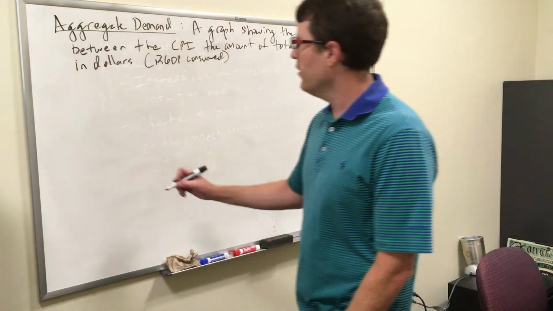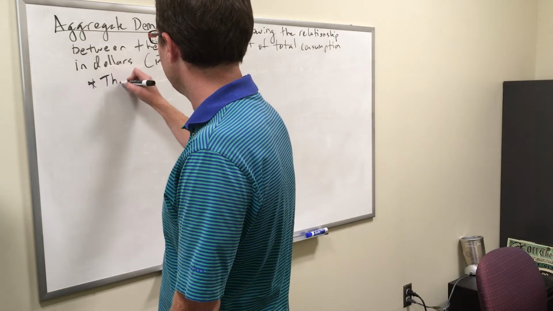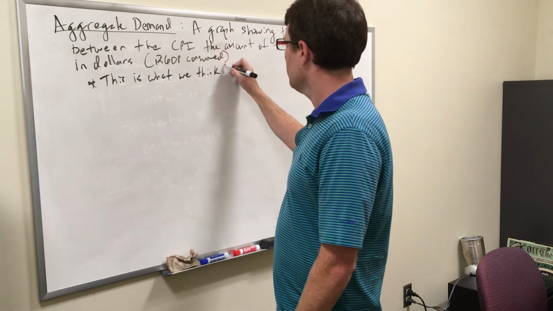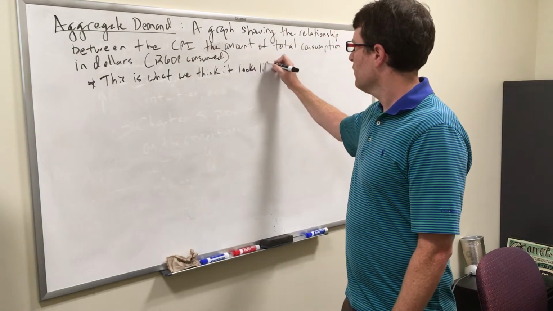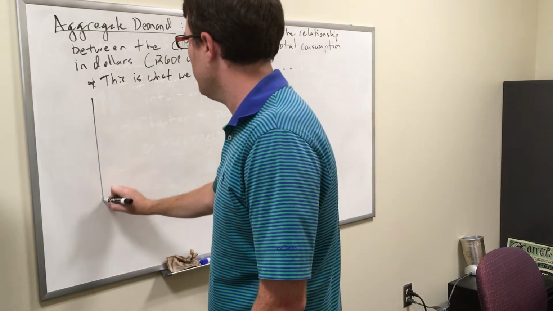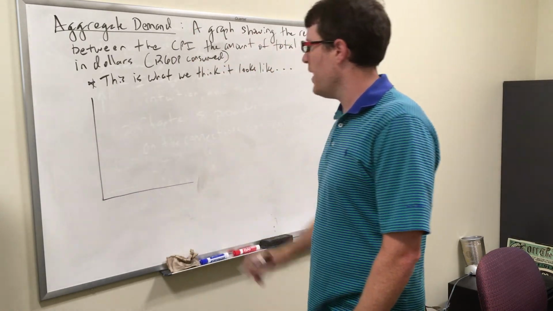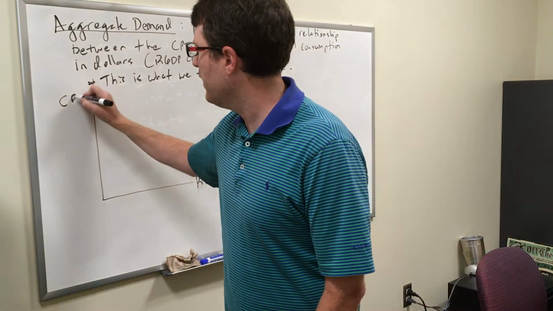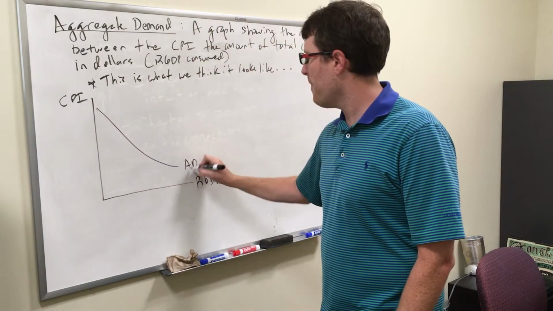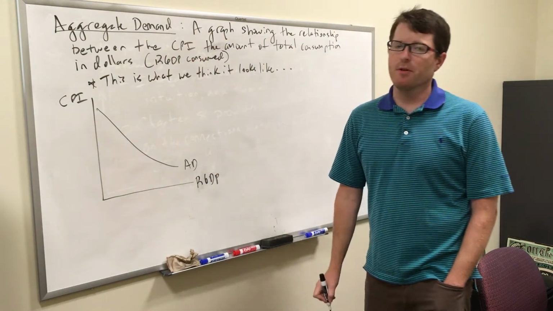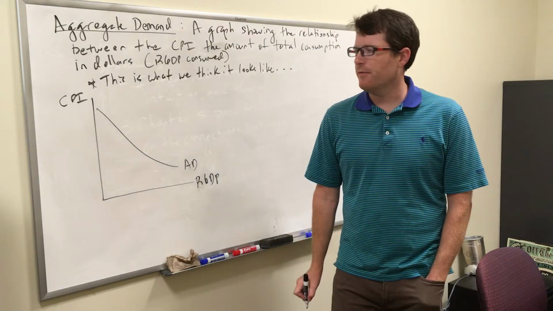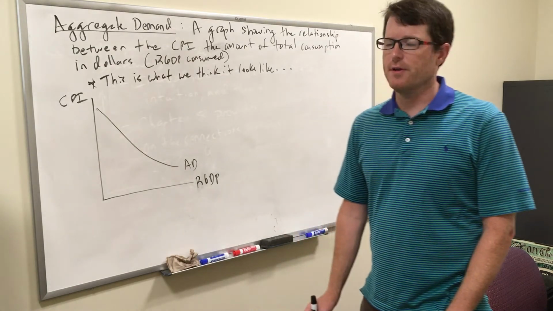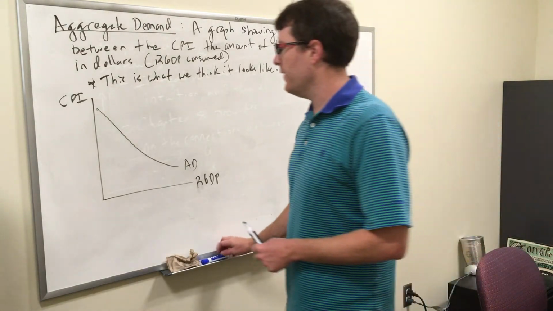Okay? And here's what we think it looks like. We think that aggregate demand, which shows a relationship between real GDP and CPI, is downward sloping, like that. Okay? Which looks similar to a demand curve. But it's a very different thing to think about because, again, we're talking about the entire economy, not an individual good.